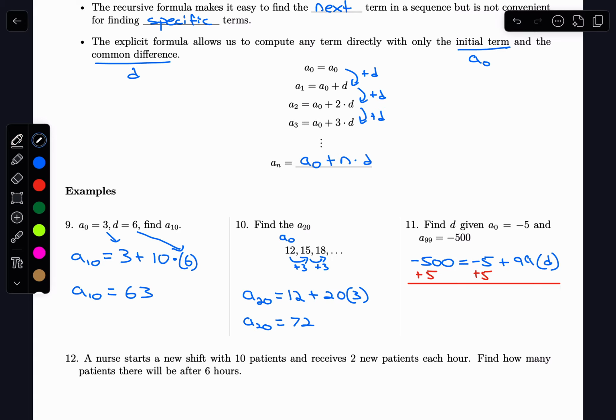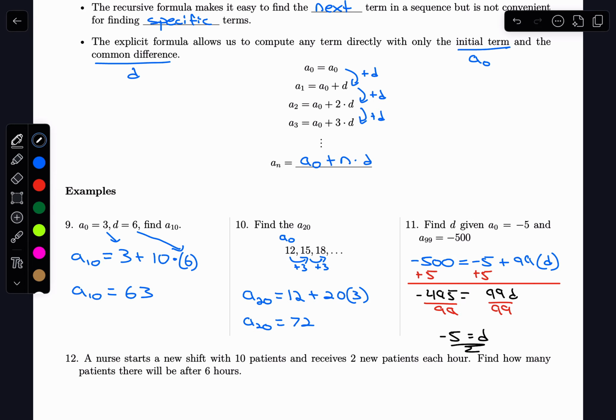Negative 500 plus 5 is negative 495. The negative 5 and the 5 cancel, so we're just left with 99D. And if we divide both sides by 99, we get our D value. Where here, if you're unsure, you can double check with a calculator, but we should end up with negative 495 divided by 99 is negative 5, and this needs to be equal to our D value. So our common difference that takes us from negative 5 all the way to negative 500 is that we just keep subtracting 5 all the way until we get there.